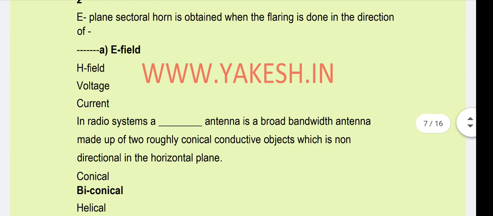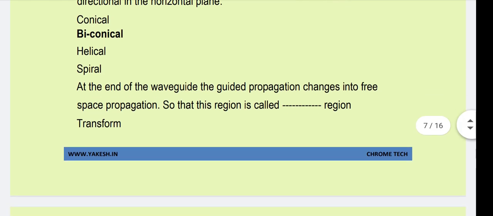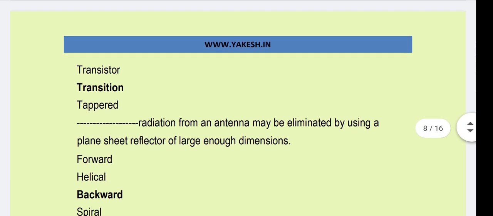E-plane sectoral horn is obtained when the flaring is done in the direction of E field. In radio systems, a biconical antenna is a broad bandwidth antenna made up of two conical conductive objects with non-directional pattern in horizontal plane. At the end of the waveguide, the guided propagation changes into free space propagation. That region is called the dash region, transition region.